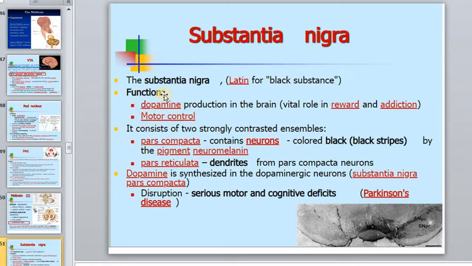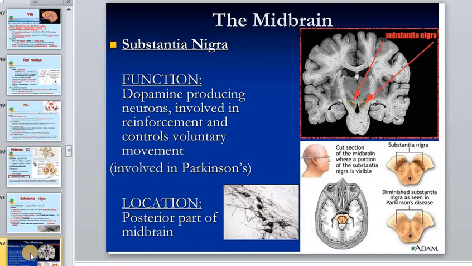And you see, if dopamine cannot be produced in this area, we have some diseases, like Parkinson's disease. You see the parts of the substantia nigra, and dopamine is synthesized in the dopaminergic neurons, special neurons, and here we can see these black colored neurons in this area. Its function is dopamine production, involved in reinforcement and controlling voluntary movement. This is the normal state of the substantia nigra, and this is when Parkinson's disease happens.